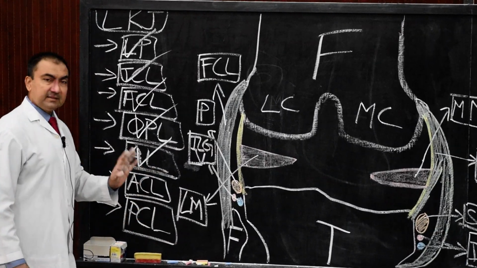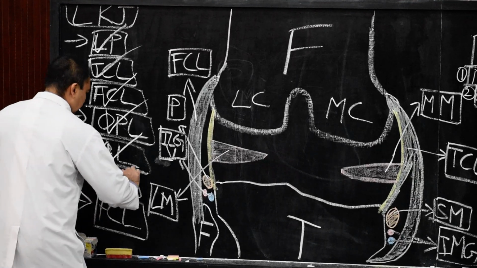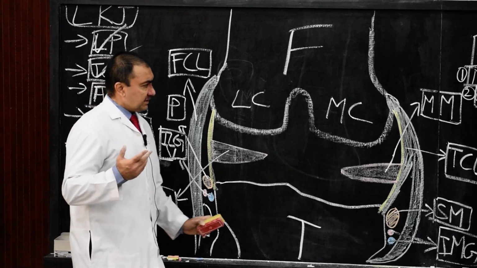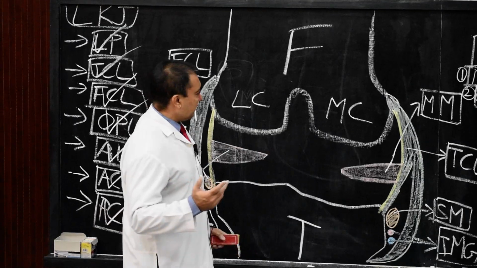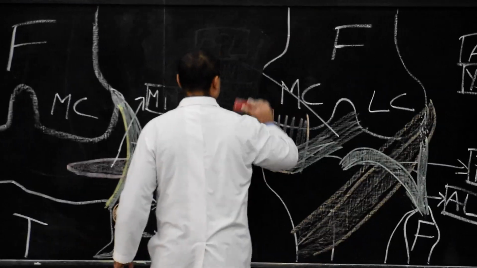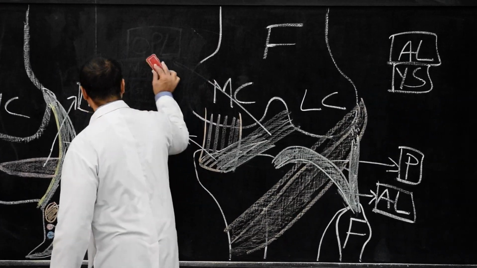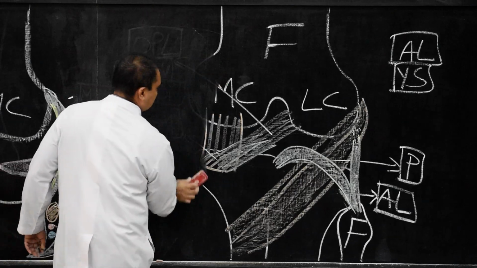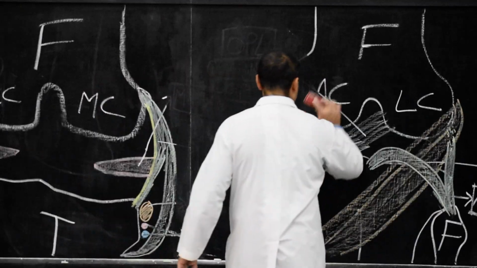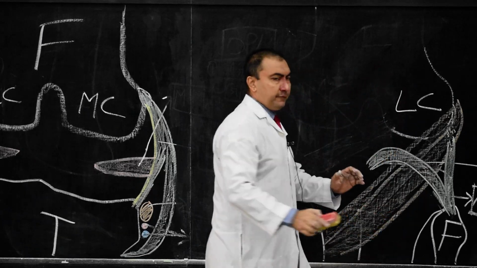Now we come to cruciates, one of the most important ligaments of the knee joint, cruciates. Anterior cruciate ligament and posterior cruciate ligament. In order to understand the anterior and posterior cruciate ligament, we will draw here. I will create some space over here. We are going to draw both the cruciate ligaments, and these cruciate ligaments are in the form of an X-like structure, because they are directed from tibial part to femoral part.